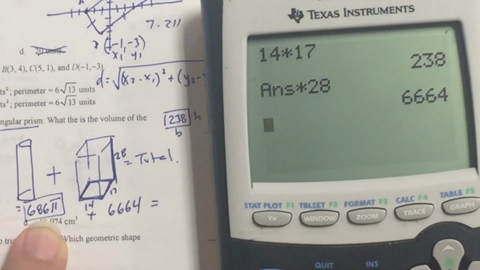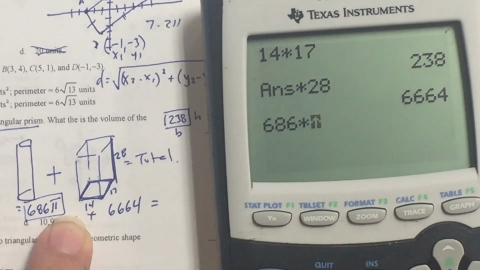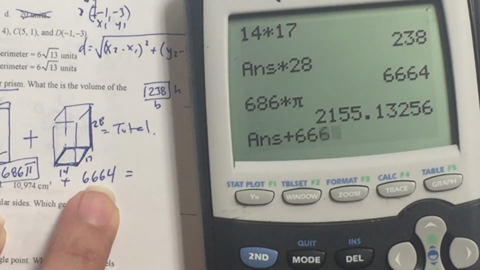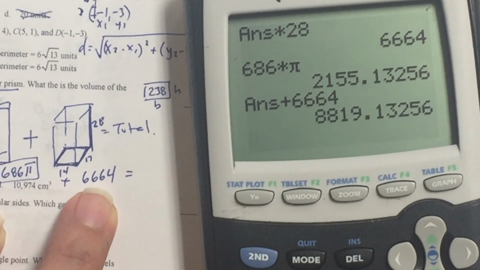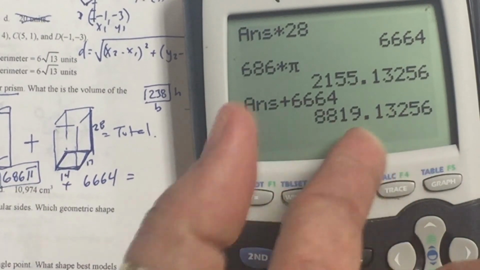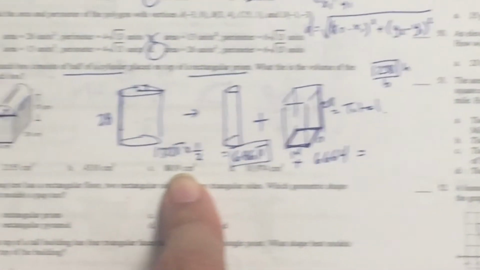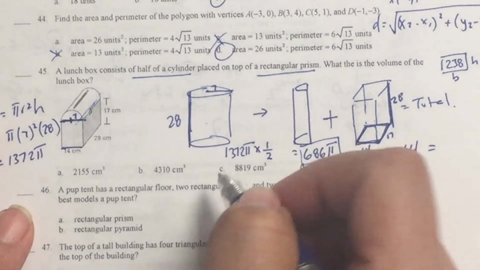Okay, so 686 times, since they don't tell me pi, I'm going to use the exact pi. Remember, it's second and then the arrow. Plus 6664. To the nearest, I guess, whole number, 8819. So C.